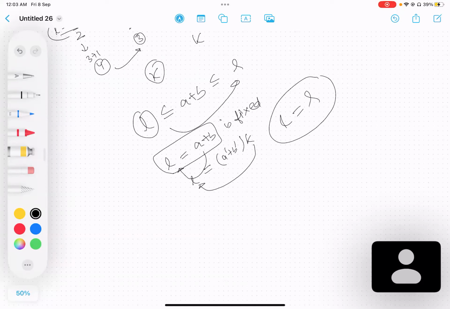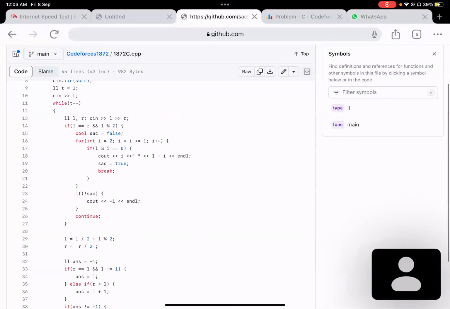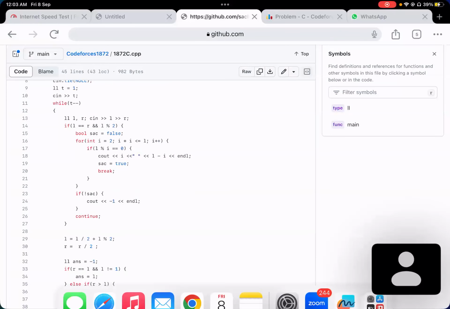Is it clear? Yes, yes. Can you explain the part when L is equal to R? Okay, when L is equal to R.